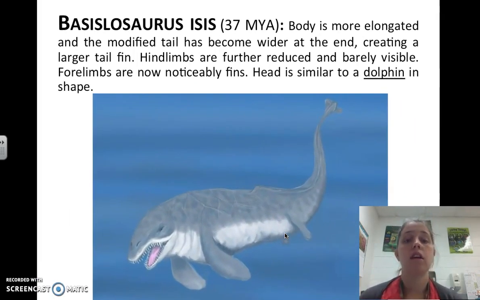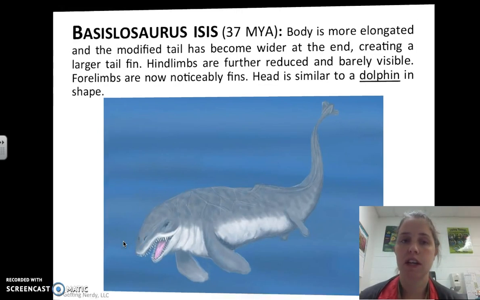All right, Basilosaurus, 37 million years ago. Body is more elongated and modified, tail has become wider at the end, creating a larger tail fin. Hind limbs are further reduced, meaning they are less and less useful because it's spending more and more of its time in the water, and barely visible. The forelimbs are now noticeably fins, and head is similar to a dolphin in shape. Okay, still with very sharp teeth. Okay, so this is the next one, 37 million years ago.